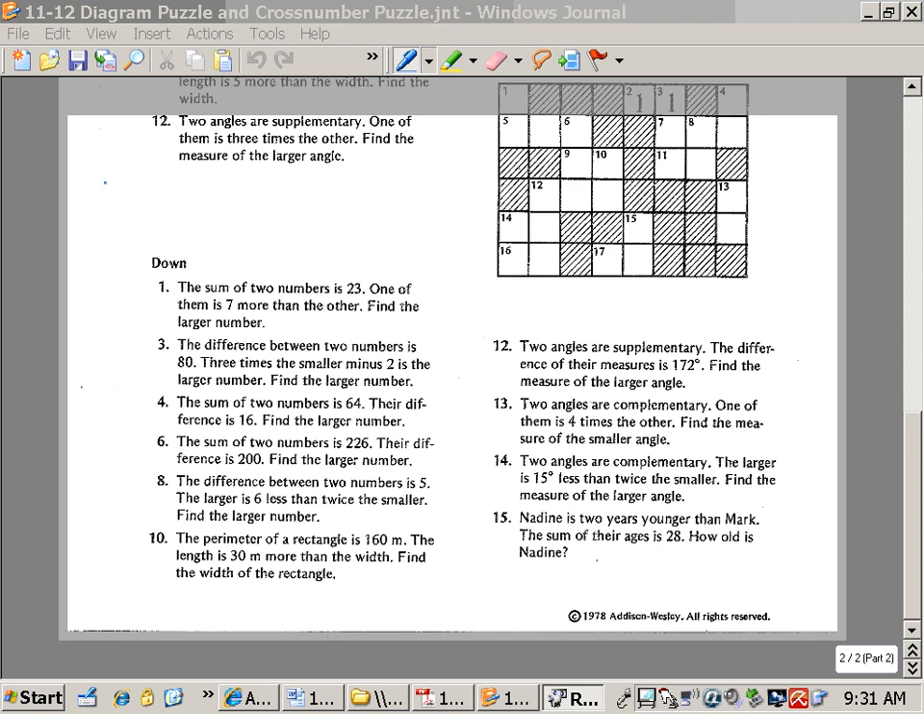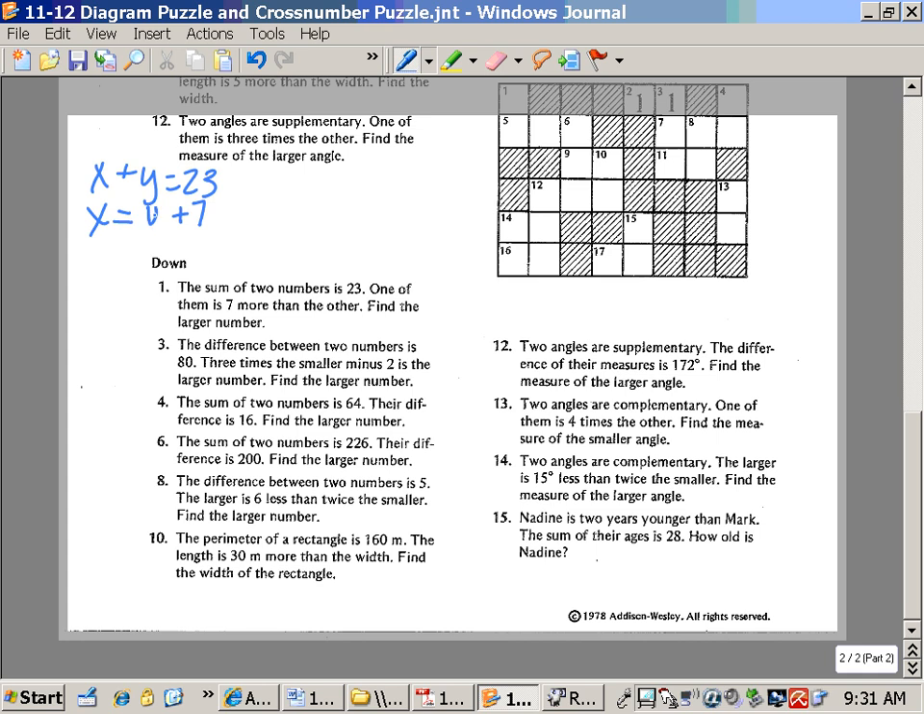The sum of two numbers is 23. That is x plus y equals 23. One of them, pick a letter. What do you want to use? X equals 7 more than the other. So it's going to be plus 7 more than the other, which is y.